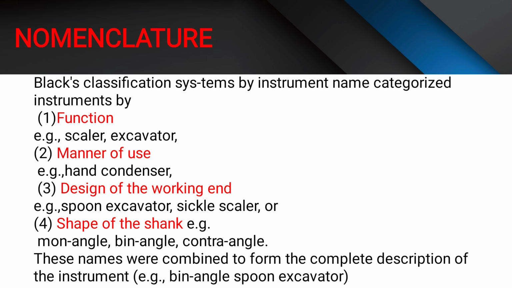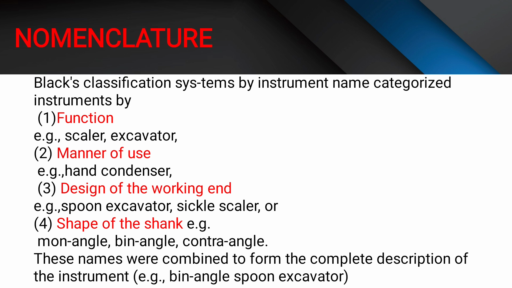For example, biangle spoon excavator indicates a spoon excavator, which is in the shape of a spoon and used to excavate the remaining undermined or soft debris in the tooth preparation. Biangle represents the number of angles of the shank, and spoon represents the shape of the instrument.